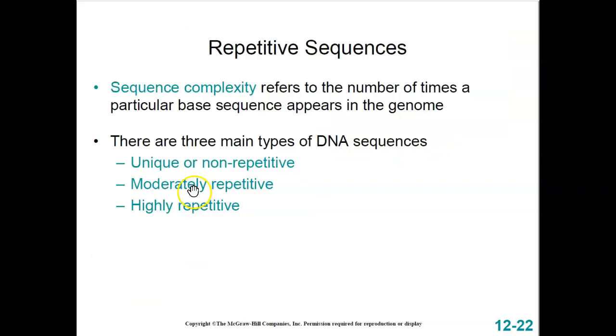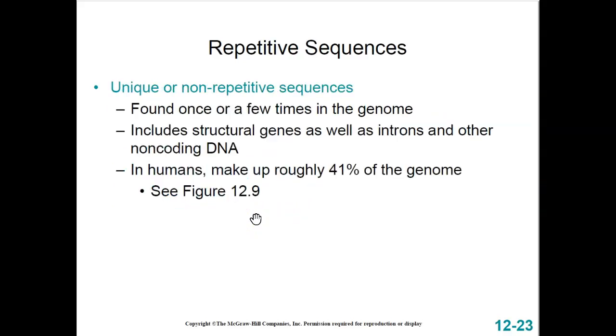So what are those? Repetitive sequences are basically sequences that have lots of A's and T's in them. Sequence complexity refers to how many times you have a base pair sequence occurring in the genome, A, T, G, C, right? We have unique, non-repetitive, those would be genes. Moderately repetitive, some of those are what we call DNA binding regions. We'll see that when we talk about gene regulation. And then you have these highly repetitive sequences.